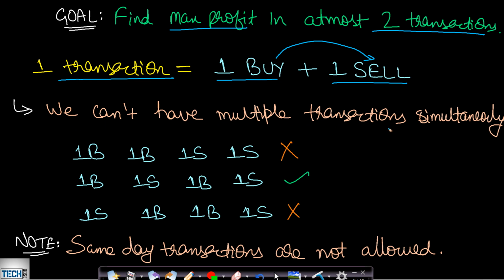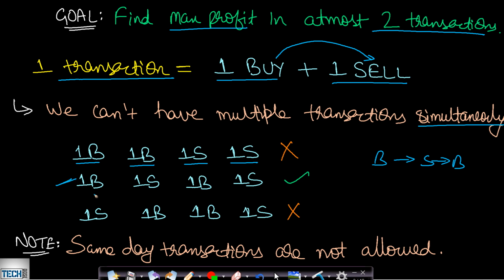We can't have multiple transactions simultaneously. Now what does this mean? Let's say you are buying a stock, again you are buying another stock, and then you are selling the stocks. This is not allowed. Basically, if you buy a stock, then you will have to sell it in order to buy the stock again. So this is basically a cycle.